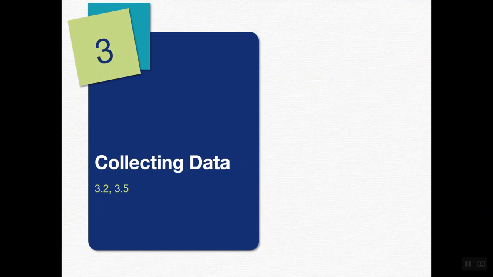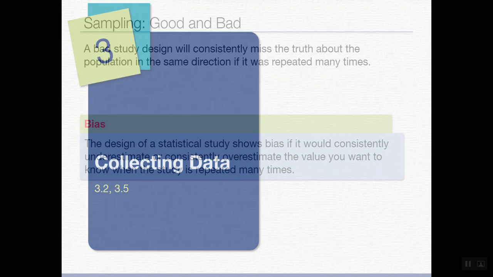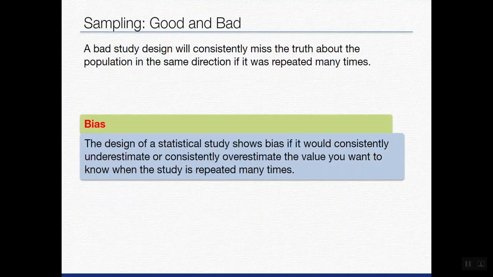The last thing I want to talk about is how data is collected, because that can affect the data itself and how it's perceived. So, we discussed bias. A study is biased if it consistently underestimates or overestimates the value that you are trying to evaluate if you repeated the study many times.